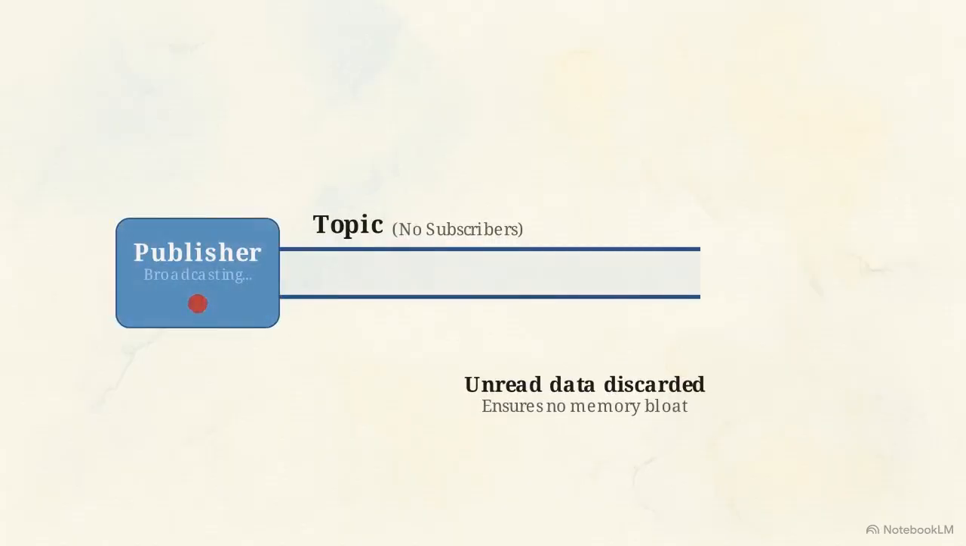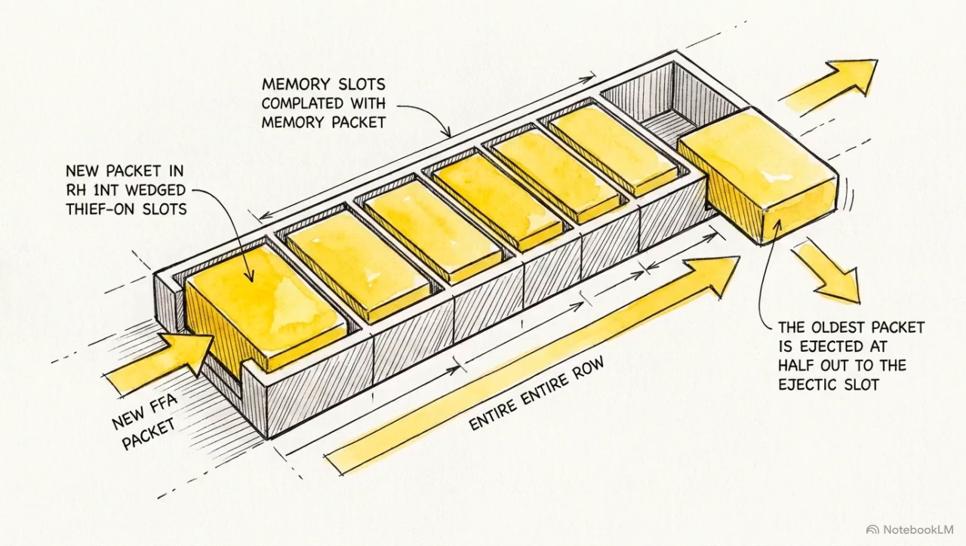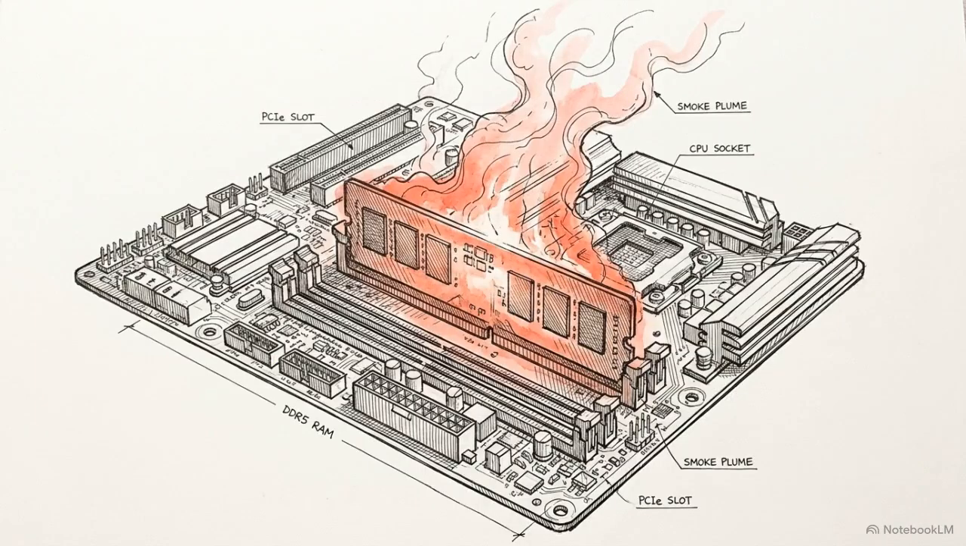If every subscriber disconnects, the publisher keeps broadcasting. The unread data packets are simply dropped by the system and vanish. Dropping unread messages prevents the middleware from buffering thousands of stale sensor readings, which would rapidly consume the onboard computer's memory and crash the system.